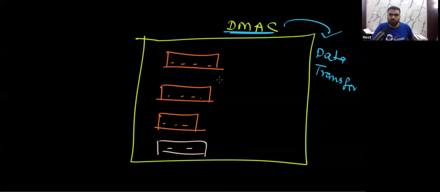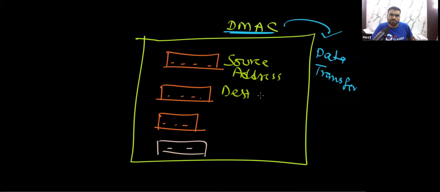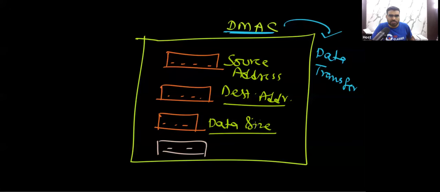Very simple. First we need the source address. Yes or no? Do you agree? If you want to do data transfer, then definitely you need the source address. Also, you need the destination address. Correct. Also, how much data you need to transfer? So data size, or I can say data count. How much data do we need to transfer? So basically, this is the simple point.